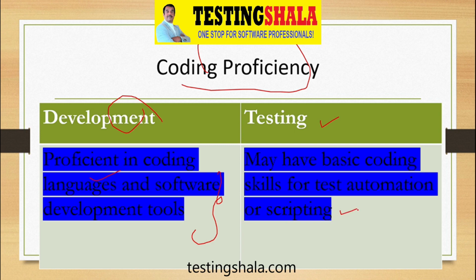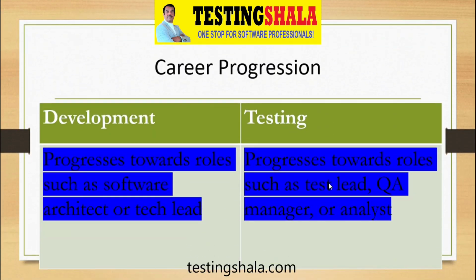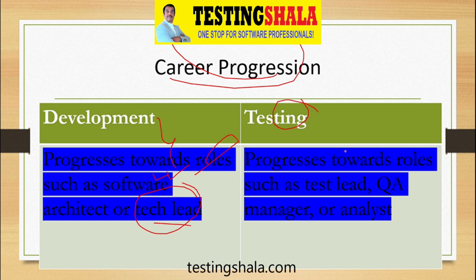The next one is career progression. From both the development as well as testing point of view, there is progression towards roles such as software architect or tech lead as they grow in their career. In the software testing field, the progression is towards roles such as test lead, QA manager, analyst, or even business analyst. Those are the kinds of roles a software testing person can take as career progression.